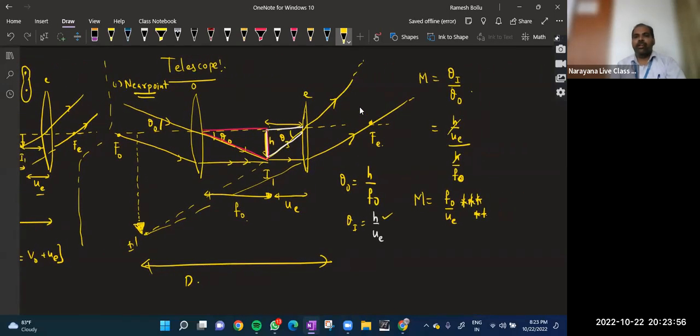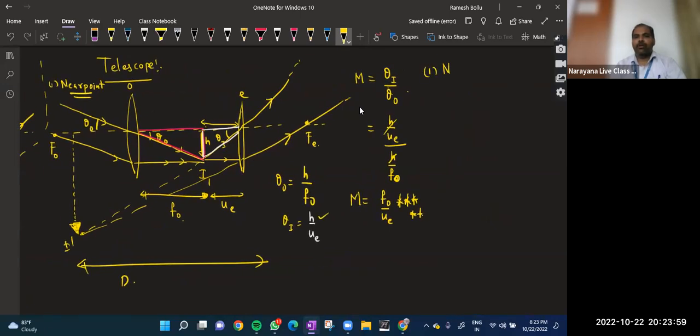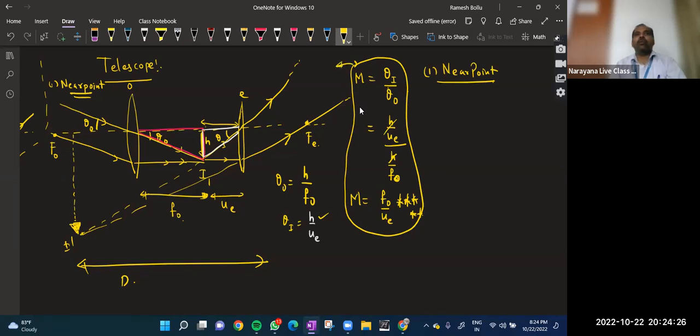But now we have to apply it for the nearest point. For which point do we have to apply? First point, nearest point. This is the nearest point. I deduced this formula. Understood? I deduced the magnification formula. This is called the general formula for magnification of the telescope.